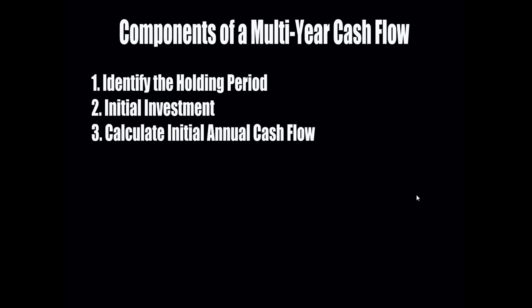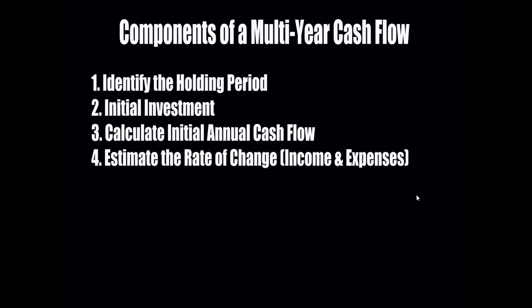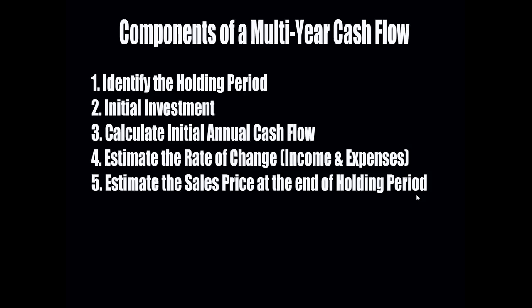Then we need to calculate the annual cash flows for the current year. How much is the building earning today, right now? Then we're going to have to project that out. So we need to estimate the rate of change of the income of the property and of the expenses. Is that going to change? Is it going to grow with inflation? Will income and expenses grow at the same rate? We're going to have to take an educated guess. And then we're going to have to estimate what that property is going to sell for at the end of the holding period so that we can calculate the sales proceeds to figure that into our total cash flow. And I'm going to show you how to do that.